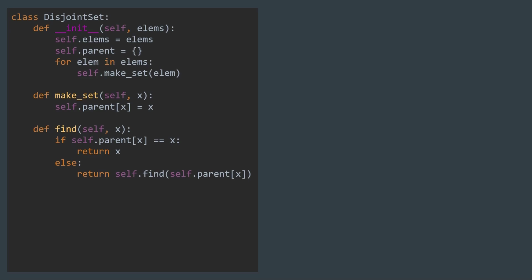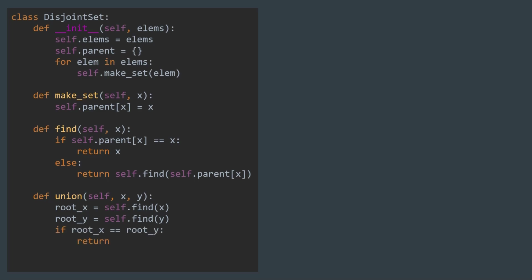Last operation, union of trees of two given elements. First step, we find the representative of the tree of X and the one of the tree of Y. We can do so by using the find function we just made. And here we have two cases. We have the case where they're equal. It means that they already belong to the same set. We do nothing. We directly return.